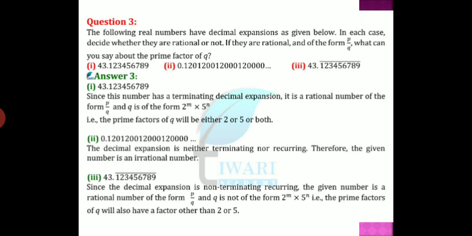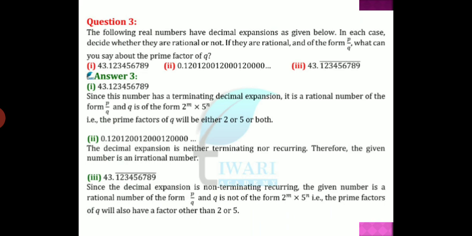Now the 3rd question: the following real numbers have the decimal expansion as given below. In each case, decide whether they are rational or not. First, I have to find whether they are rational or irrational. Second, if they are rational and of the form p by q, what can you say about the prime factors of q? First, I should find rational or irrational. Then if it is rational, I should say what the prime factors of q will be, that is, whether it will be of the 2 power n, 5 power m form or not.